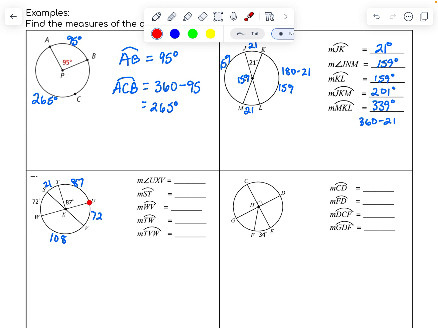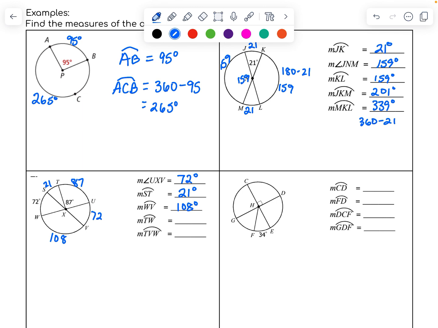Angle UXY is this part right here. So now we know this arc is 72. So we know this is 72 degrees. S to T we already found is 21 degrees. W to V is all the way around, 72 plus 21 plus 87 plus 72, it's 252 degrees. Oh wait, I did that wrong. That would be a major arc. We have two letters, so it's a minor arc, so I messed that up. It's just this way, which we already found is 108.